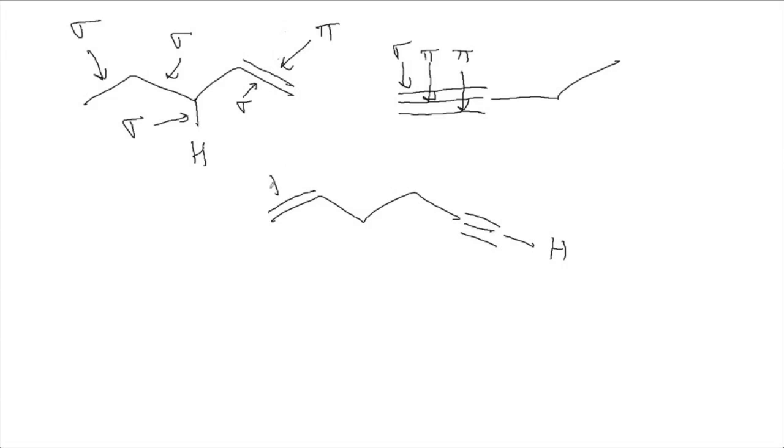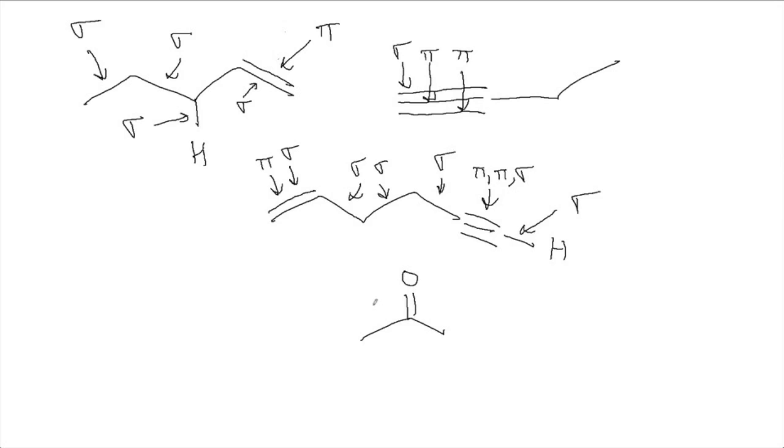So what type of bonds do we have here? There's one pi and one sigma bond. And how about here? That's a sigma bond. And here? A sigma. And here? Another sigma bond. And here? Two pi bonds and one sigma bond. And here? That's a sigma bond. How about here? That looks like one pi and one sigma bond.